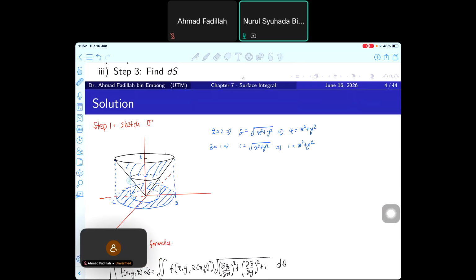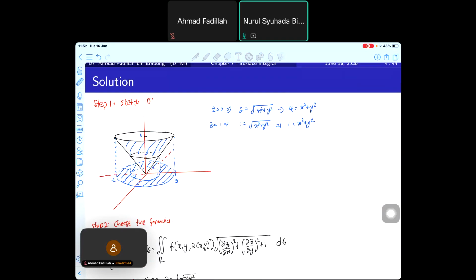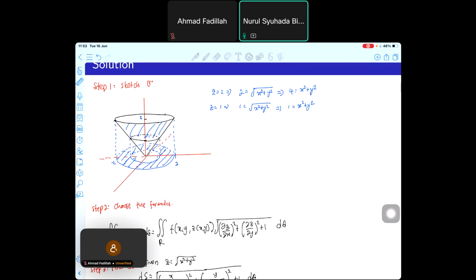So it is a circle over here. That is 4 equal to x squared plus y squared. This is how I know this is 2 and here is negative 2. You can repeat a similar procedure to get the inner circle, which is a circle with radius 1, 1 equal to x squared plus y squared. So we are done with the first step, sketching everything.